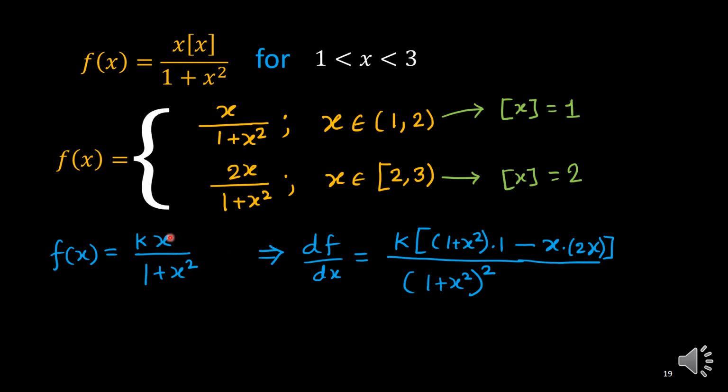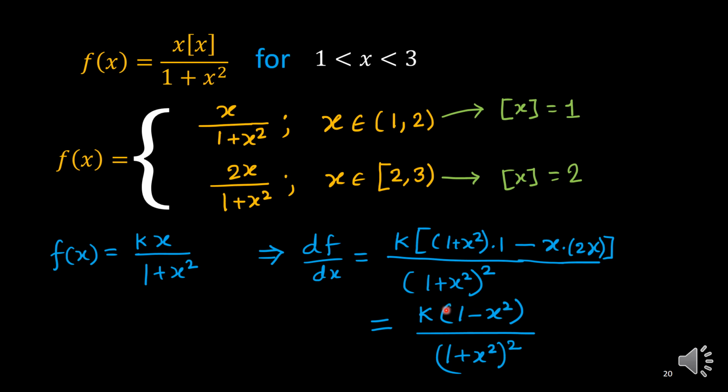Then the derivative of x is 1, with a minus sign. Now x is a constant, the derivative of 1 plus x squared, the derivative of 1 is 0, this one is 2 into x, thus it is replaced by 2 into x. Now if you simplify this, it is 1 plus x squared minus 2x squared, which will give you k times 1 minus x squared upon 1 plus x squared, that whole square. And now this one is always positive, it's a whole square, and k is also positive.